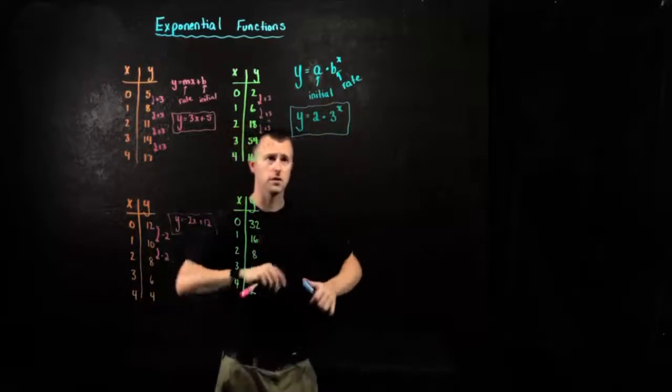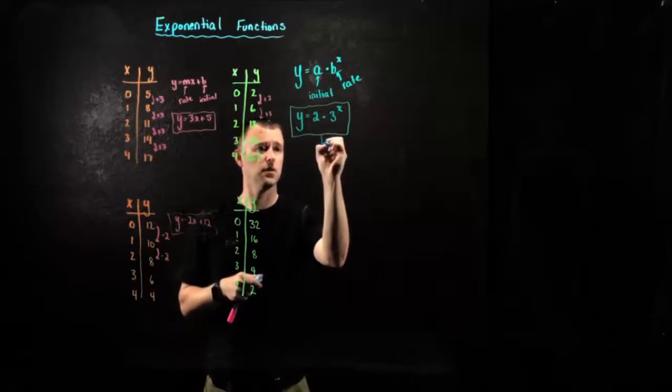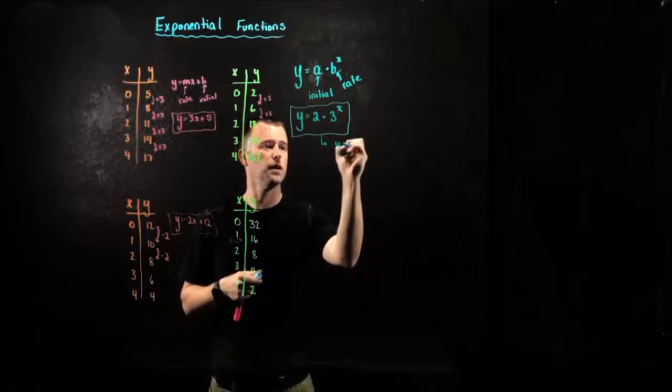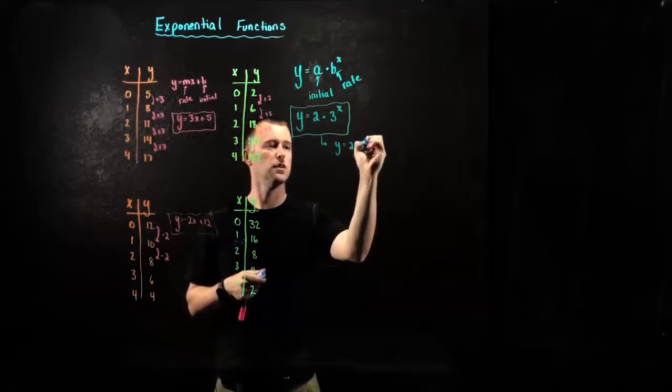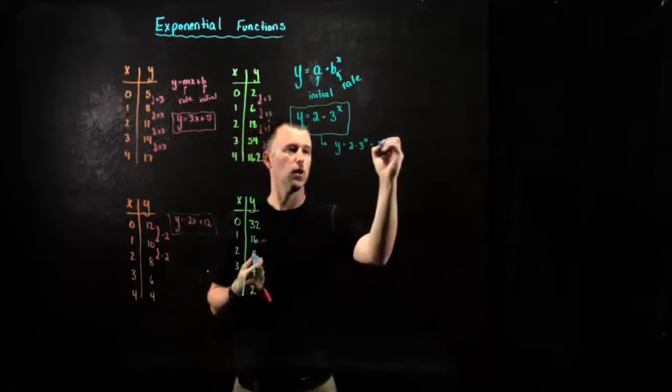Now, the way it works here, and you can test it if you wanted to do a couple of times, like if I was going to take this number and plug in, say, 0 for x, you'd have y equals 2 times 3 to the 0, which 3 to the 0 is 1, so we get y equals 2.